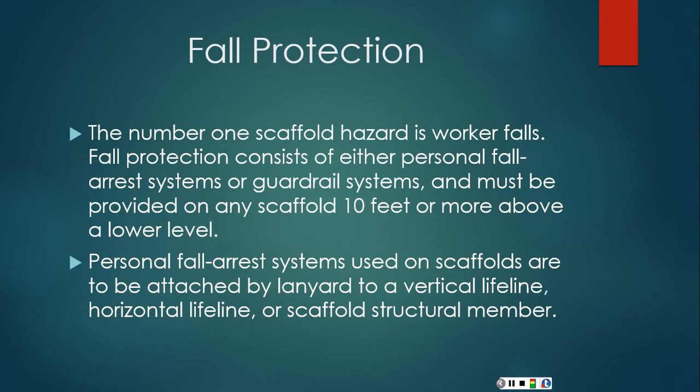Fall protection. The number one scaffold hazard is worker falls. Fall protection consists of either a personal fall arrest system or guardrail systems and must be provided on any scaffold 10 feet or more above a lower level. Personal fall arrest systems used on scaffolds are to be attached by lanyard to a vertical lifeline, horizontal lifeline, or a scaffold structural member.